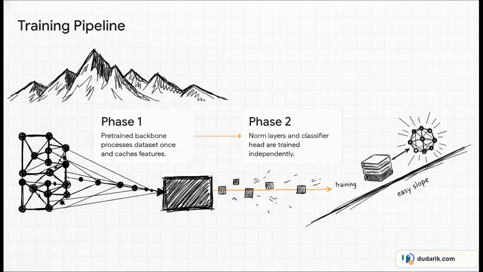In Phase 1, your heavy pre-trained backbone processes your entire dataset in a single forward pass. It extracts all the features and caches them. And boom, that's it. The backbone is done. Then, in Phase 2, the magic happens. The normalization layers, like batch norm or layer norm, and the classifier head are trained independently using only those cached features. Your optimization landscape instantly simplifies from this massive, deep learning mountain into the gentle slope of a shallow network.